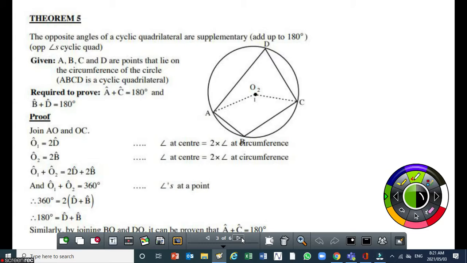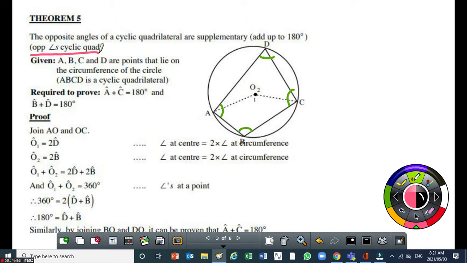Like, for example, angle B plus angle D will give you 180 degrees. Angle A plus angle C will give you 180 degrees. So the opposite angles of a cyclic quad are supplementary. Now, the acceptable reason for that theorem is this one here. You don't write the whole theorem, you just write opposite angles of cyclic quad.